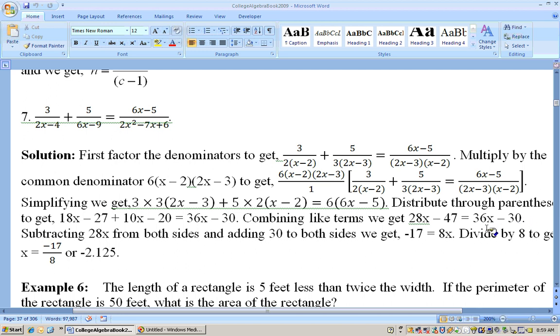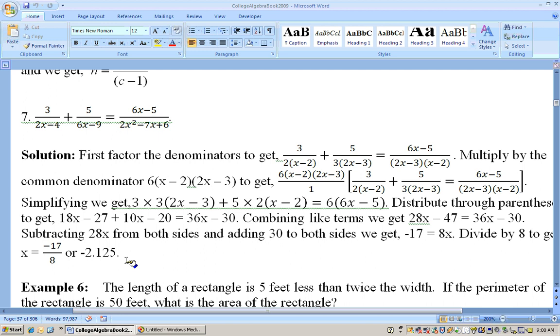Now, let's get all of our x's on one side. And if I subtract 28x from both sides, I can keep the x's positive. You can move them either way, but I'm going to subtract 28x from both sides. And if I subtract 28x from 36x, I'll get 8x. And then I'll add 30 to both sides, get my numbers on the other side, and I'll get negative 17. And then finally, divide both sides by the 8, and I'll get x equals negative 17/8. And that's the answer to that problem.